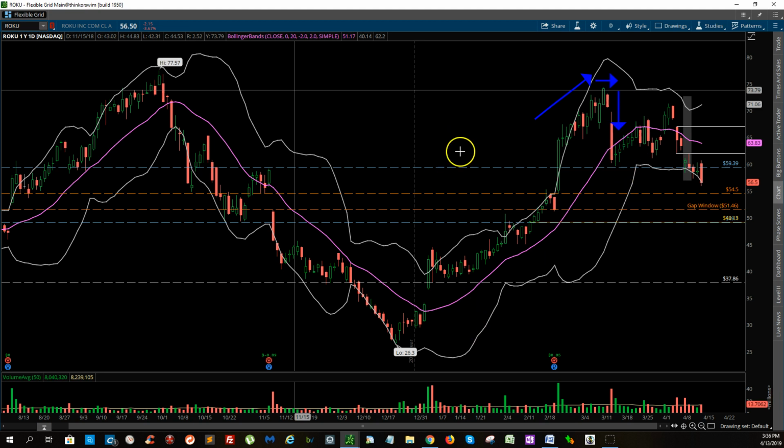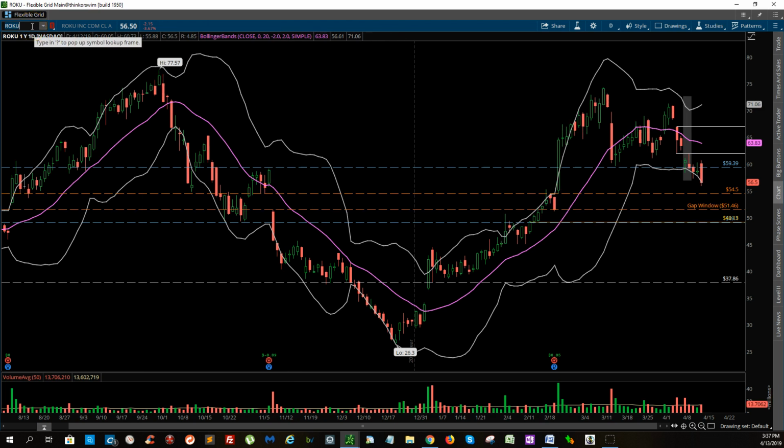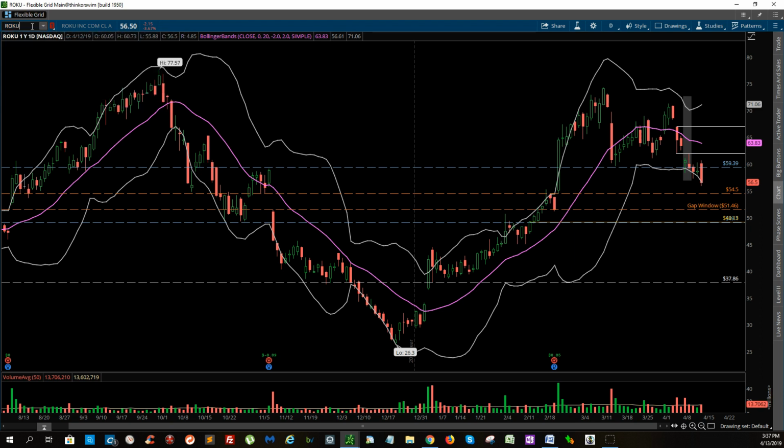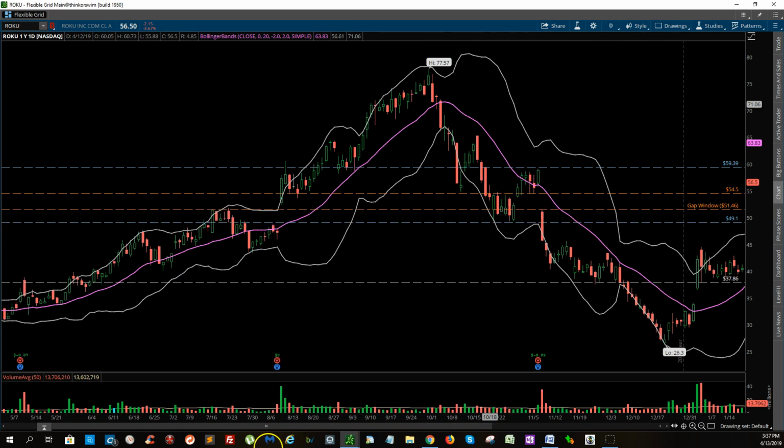So anyways, I hope you guys found that pretty interesting. Let's go ahead and discuss the third trading strategy. This is called walking the bands. This is volatility trading with Bollinger Bands. And the first one we're going to look at, actually we're already on it, is Roku. Roku is a great example of walking the bands.